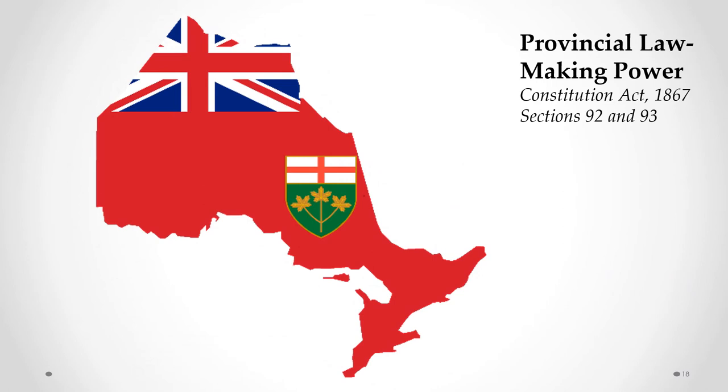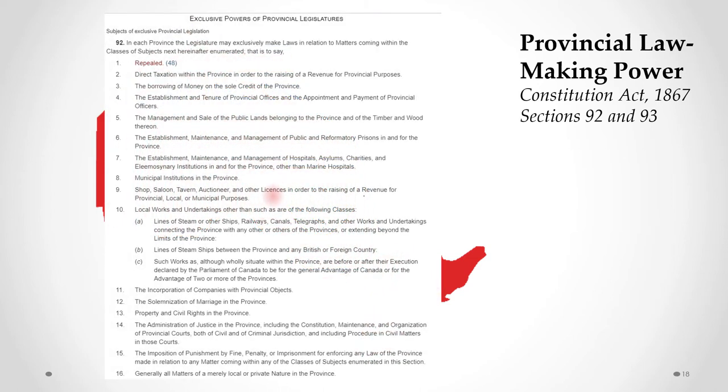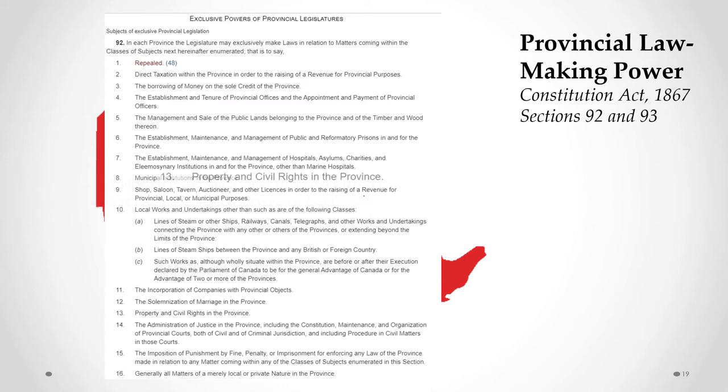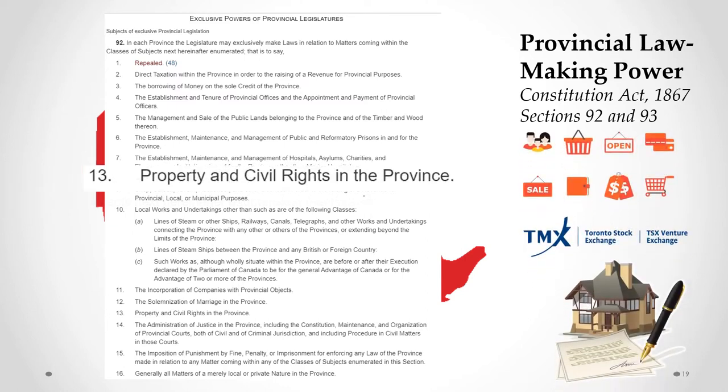Let's now look at the provincial lawmaking powers that are set out in the Constitution Act 1867. In section 92, there is a list of subject matter that the provincial legislatures have responsibility over. One of the most important provincial lawmaking powers is found in section 92.13, which refers to property and civil rights in the province. Now, it may not at first blush sound like much, but it actually is.